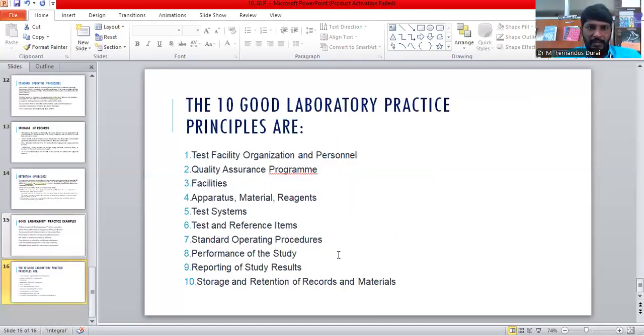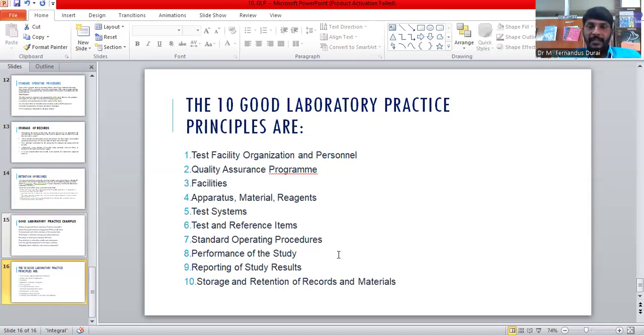Okay, so these are the things. And lastly, the 10 principles that should be followed in GLP, the good laboratory practices: test facility organization and personnel, a quality assurance program, facilities, apparatus, materials and reagents, test systems, test and reference items, standard operating procedures (SOP), performance of the study, reporting the study results, and storage and retention of records and materials. These are the things that should be followed in GLP, good laboratory practices.